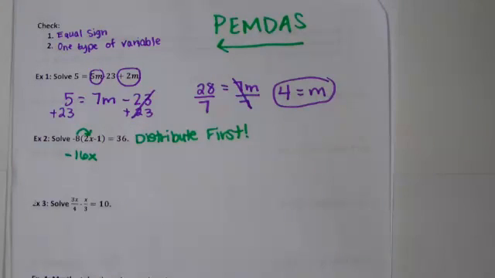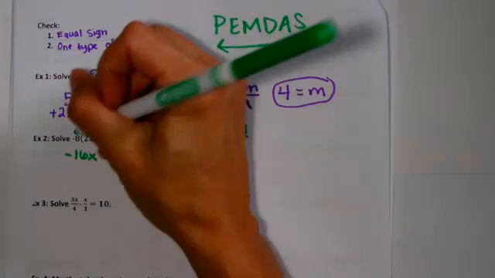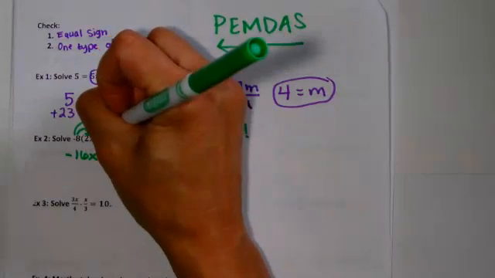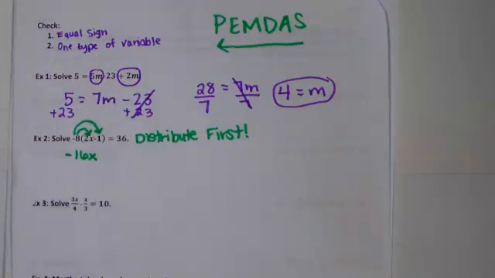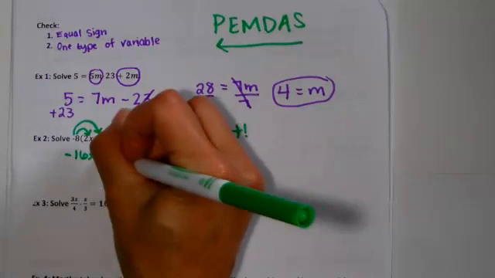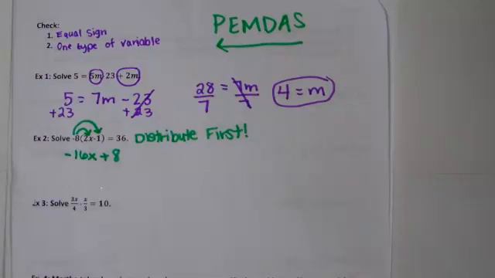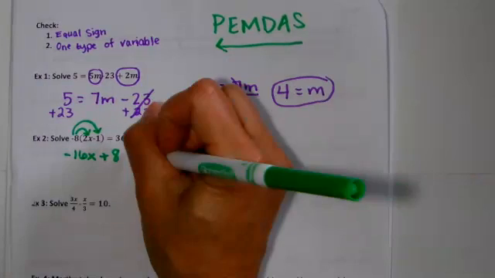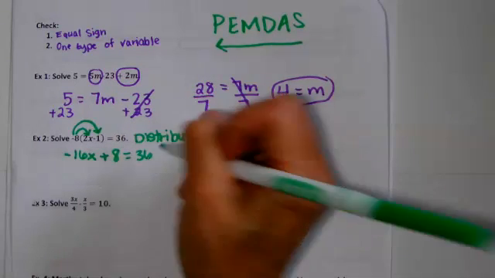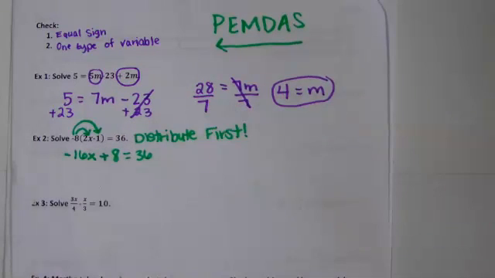And then I also have to distribute that negative 8 to the now negative 1. So negative 8 times negative 1 is positive 8. And so we put that down as a plus 8. And then the other side doesn't have any parentheses, so we just write down equals 36. That's our first step. Now we can solve it.